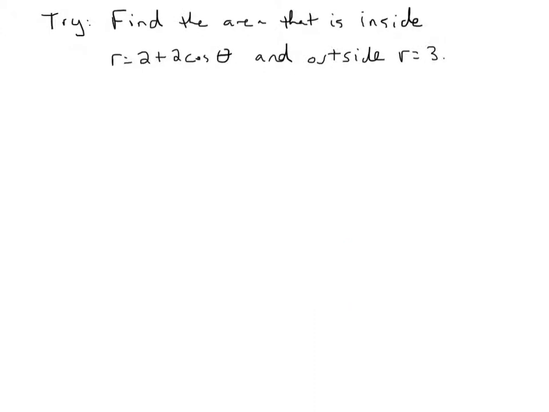So here's a really similar example for you to try. We have the same graphs, r equals 2 plus 2 cosine theta, and r equals 3, but this time we're going the other way, meaning we have to find the area that's inside 2 plus 2 cosine theta and outside r equals 3. So pause the video here, work on this problem, and when you're ready, restart it and we'll look at the solution for it.